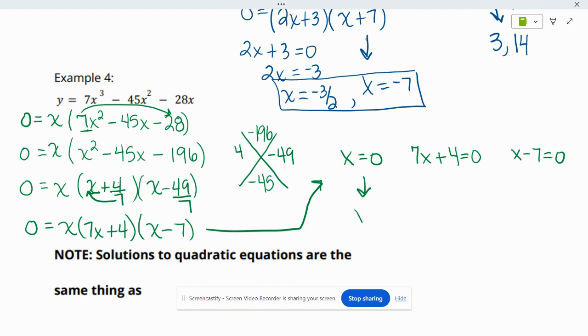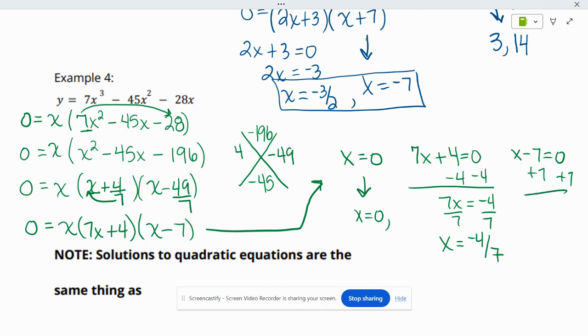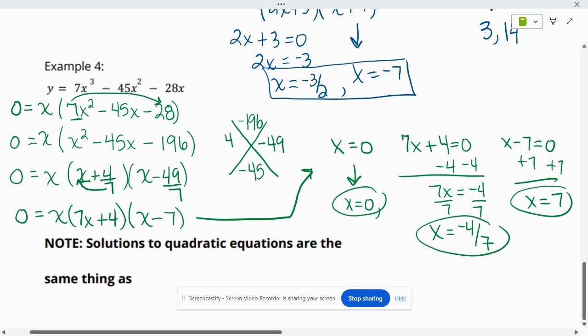So that's just it. x equals 0. For this one, when I subtract 4 from both sides, I get 7x equals negative 4. Divide by 7. x equals negative 4/7. This last one, add 7 to both sides. x equals 7. So these are your 3 roots.